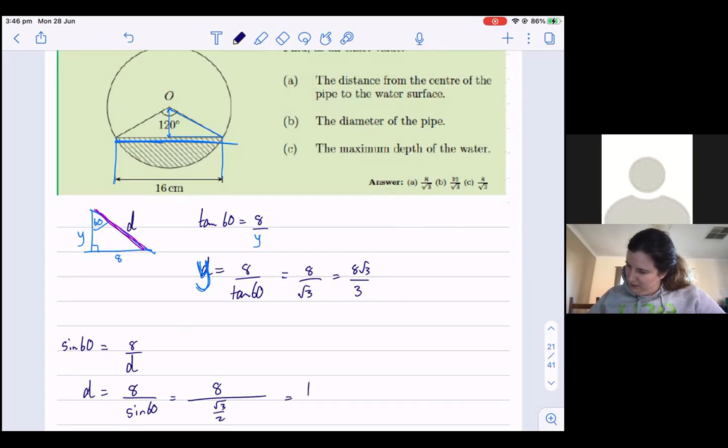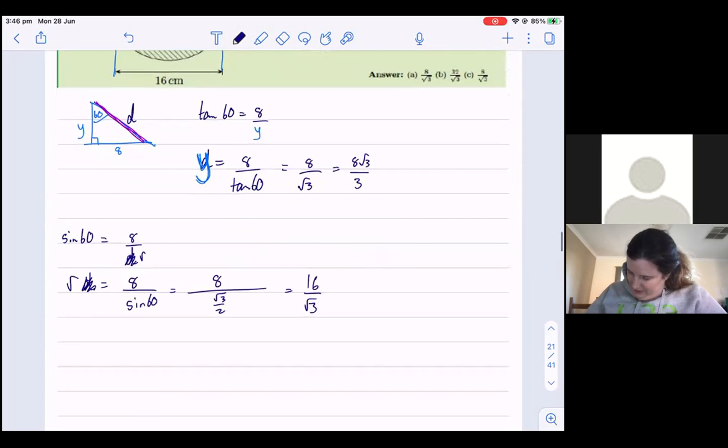So we've got 6. Is it? Yes, it's root 3 on 2. So we've got 16 root 3. But that wasn't the diameter. That was actually the radius, wasn't it? So the diameter is 2 times the radius. So we've got 32 on root 3.